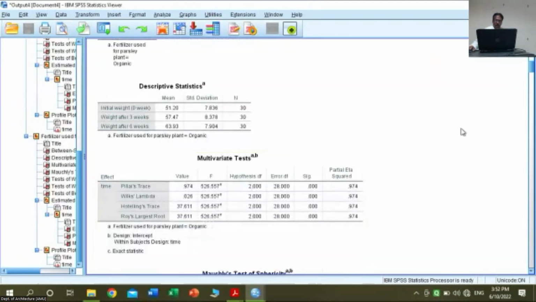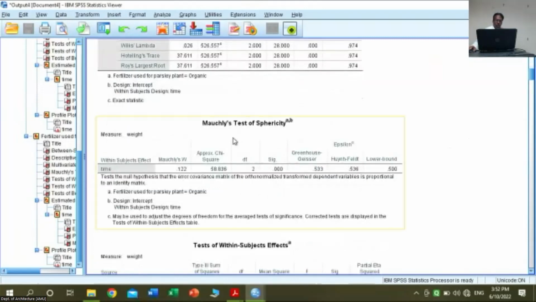Now the multivariate test, nothing is to be done with this table. Come to Mauchly's test of sphericity. This is nothing but the equality of variance test. If you see here, the significance value is 0.000. That means H0 will be rejected. H0 will be rejected. That means the population variances are not the same.